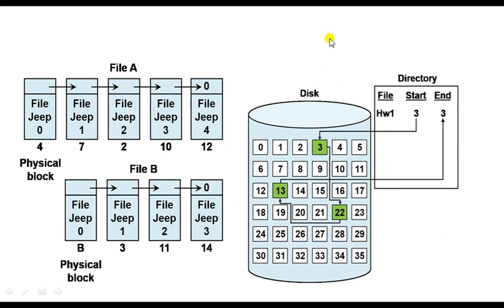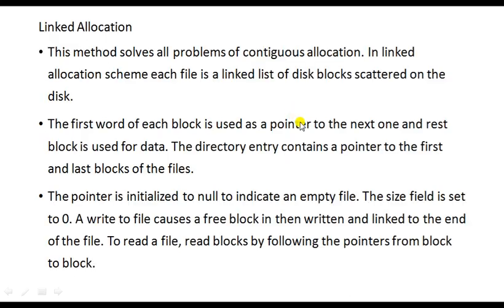And for this allocation method, you maintain one directory structure. It consists of the file name and starting location and ending location also. See, HW1 is the file name. Its starting location is 3. From 3 it goes to 22. From 22 it goes to 13, because 13 is the end. 13 is having a null pointer, so it is the end. So here actually 3 is a mistake, end is 13. Okay.